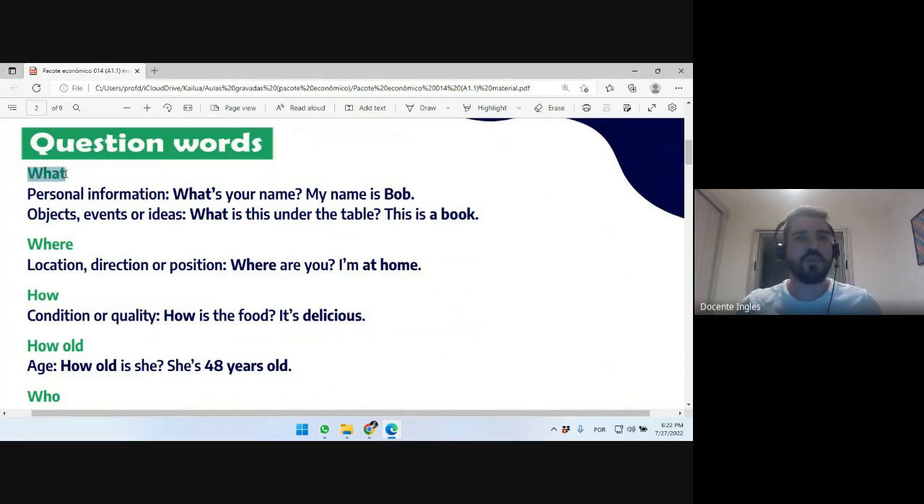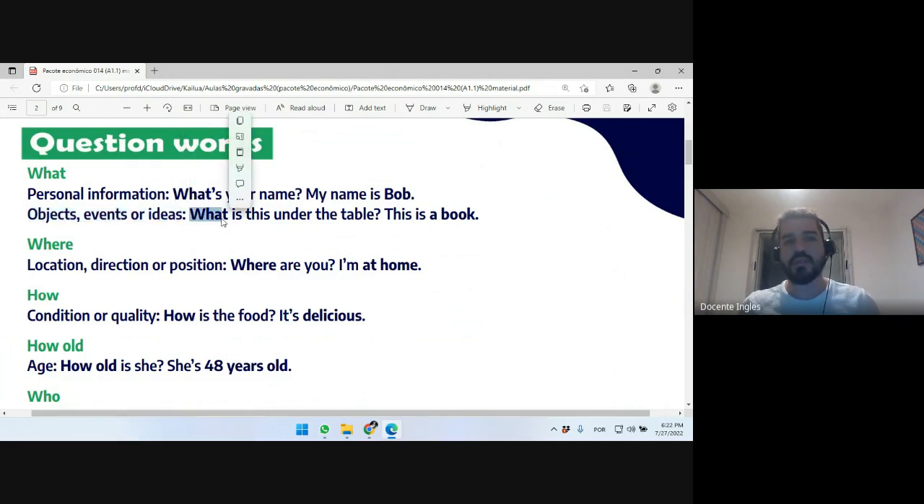The first question word is what, and we can use what for personal information. Examples. What is your name? My name is Bob. So Bob is the name, and name is a personal piece of information. We can use what for objects, events, or ideas.